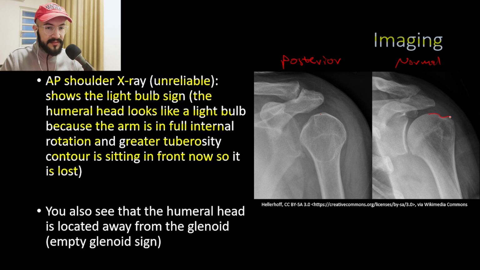As you can see right here, this is the greater tuberosity. The contour of this tuberosity is obvious, while in the posterior shoulder dislocation X-ray, because the arm is fully internally rotated, the greater tuberosity would be in front and it would not show in the border of the humeral head. So the contour of the greater tuberosity is lost on the posterior shoulder dislocation AP shoulder X-rays, as you can see in this picture here.